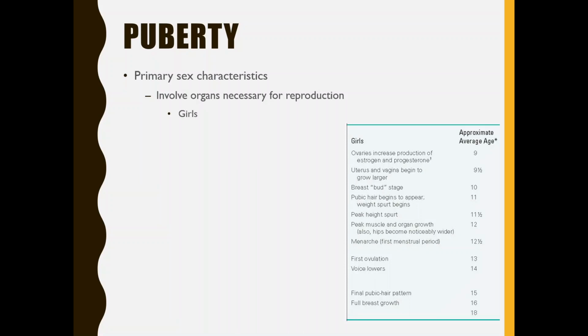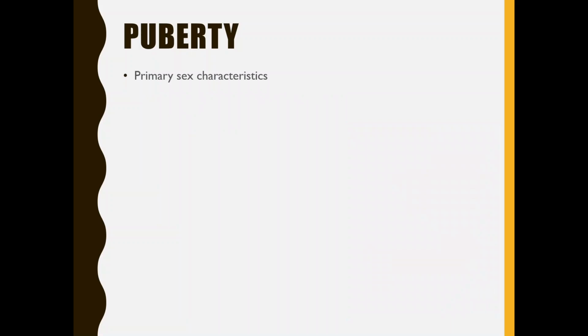So for girls, here's that chart again. We would want to focus in on the ovaries producing estrogen and progesterone, the uterus and the vagina growing larger, and menarche, reaching their first period. Let's talk a little bit more about menarche.